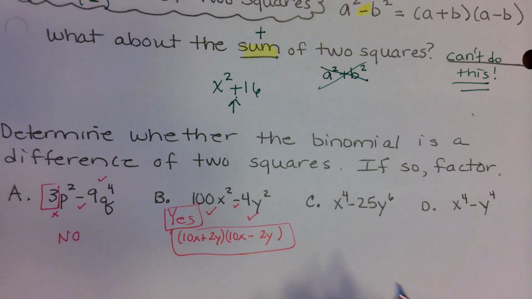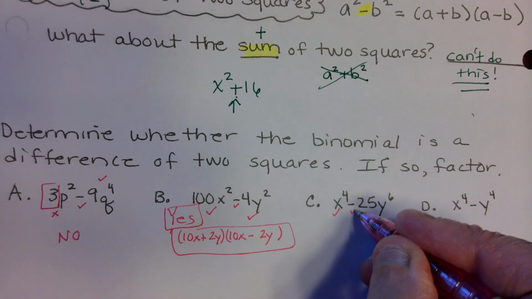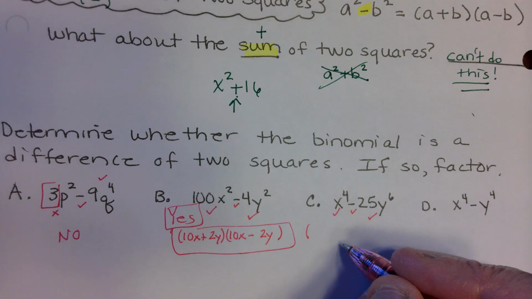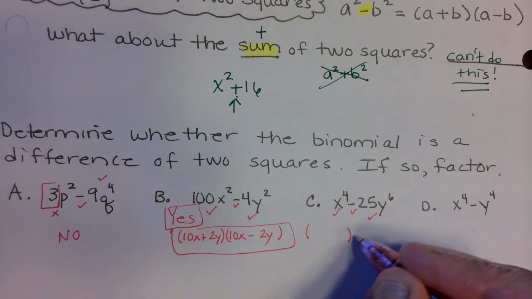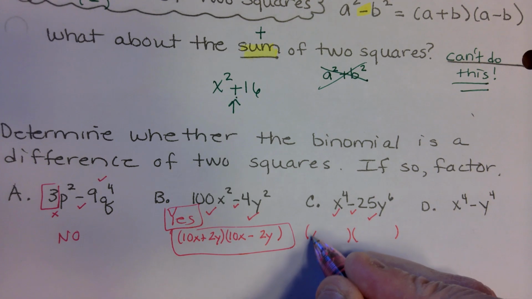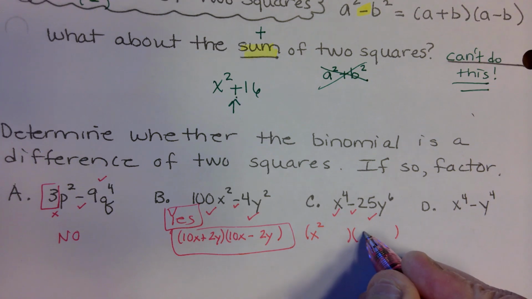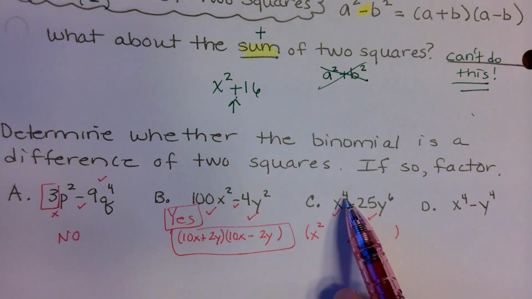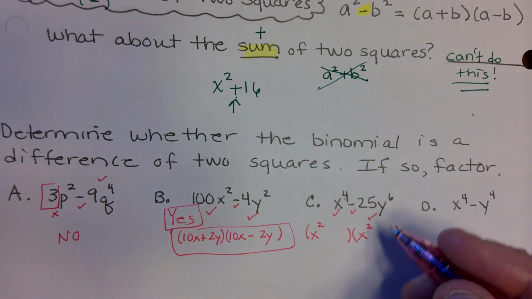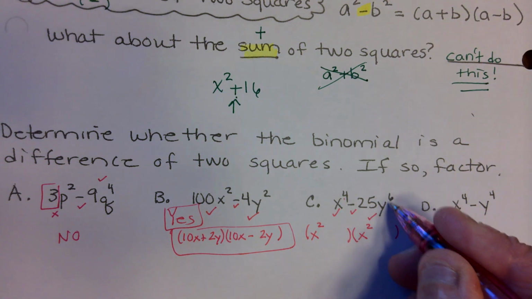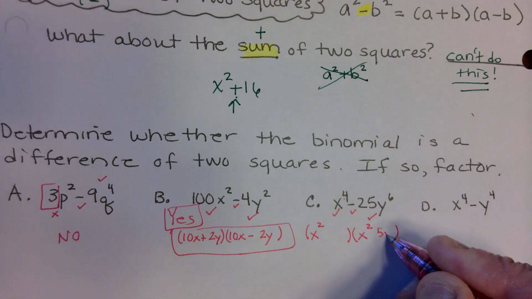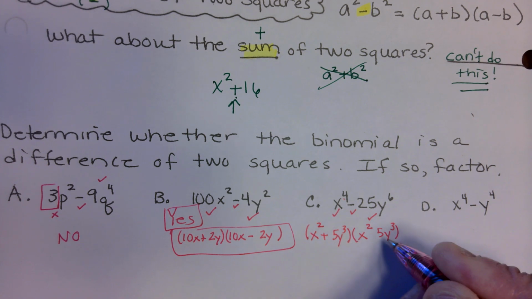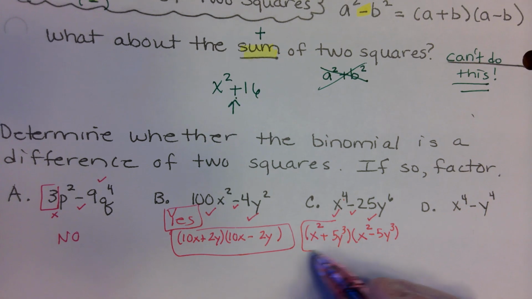Next one. Yes, that's a perfect square. Yes, it's a minus. Yes, it's a perfect square. So we can break this down. And then I'm going to have x squared, x squared. Notice that it was x to the 4th. So remember I said just divide it by 2 and you'll get each one. Square root of 25y to the 6th is 5y to the 3rd. And we are done.